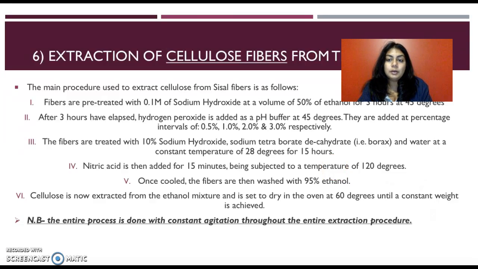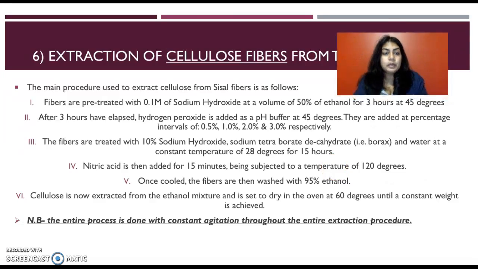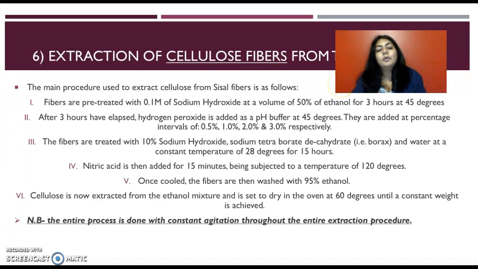Extraction of cellulose fiber from the sisal fibers. There are main steps for the extraction of cellulose fiber from sisal fibers. Fibers are pre-treated with 0.1 mol of sodium hydroxide in 50% ethanol by volume for 3 hours at 45 degrees. After the 3 hours have elapsed, hydrogen peroxide is then added as a pH buffer at 45 degrees.